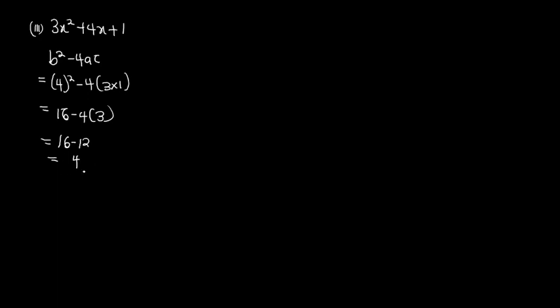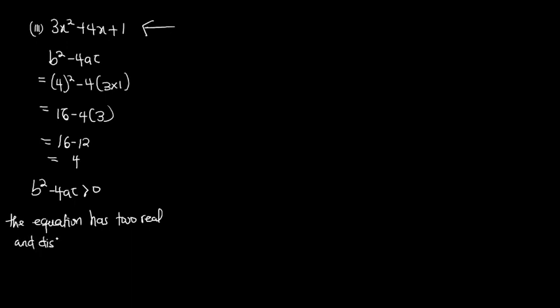We can see that the answer here is positive, and therefore b squared minus 4ac is greater than 0, and therefore this equation has two real and distinct roots.